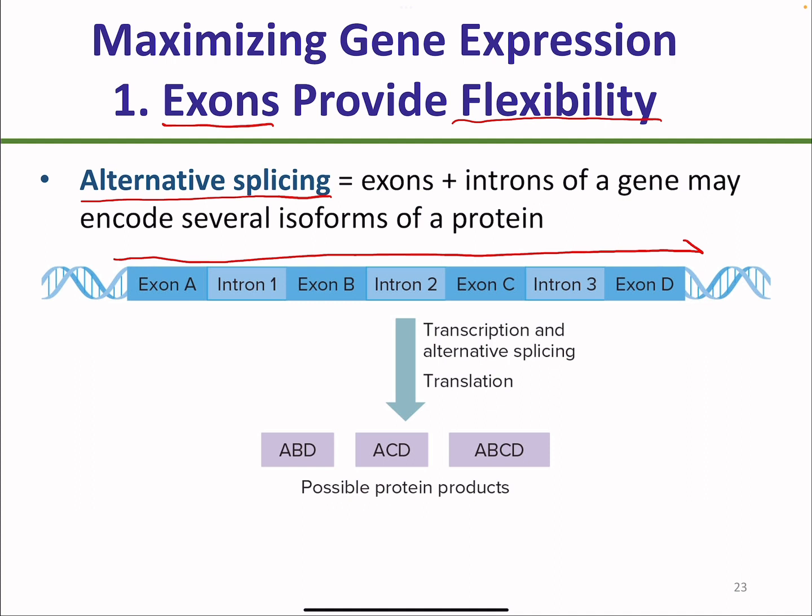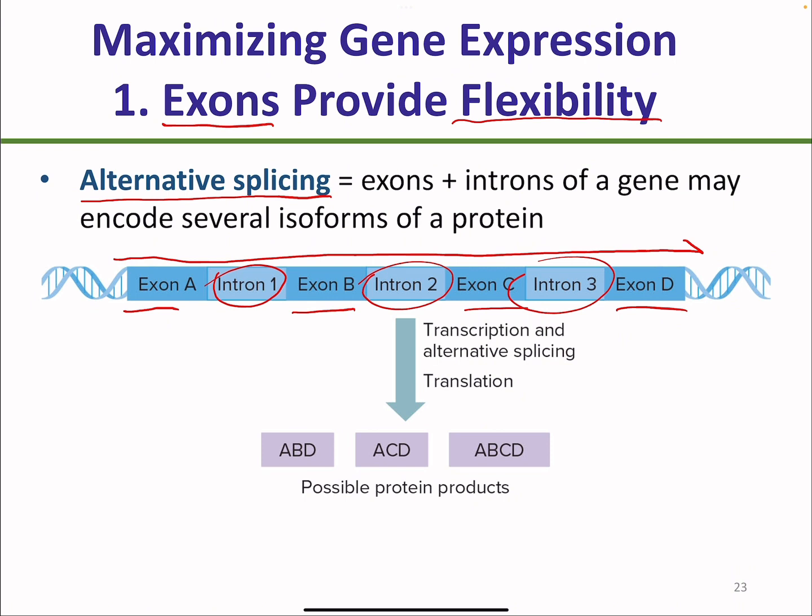Actually, let me modify what I'm saying. What I'm trying to say is that the DNA for a given gene does not contain exclusively coding portions. It contains coding portions, exon A, exon B, exon C, and exon D, and non-coding portions, intron 1, intron 2, intron 3. All right? Upon transcription, you are going to have a pre-messenger RNA that is produced.